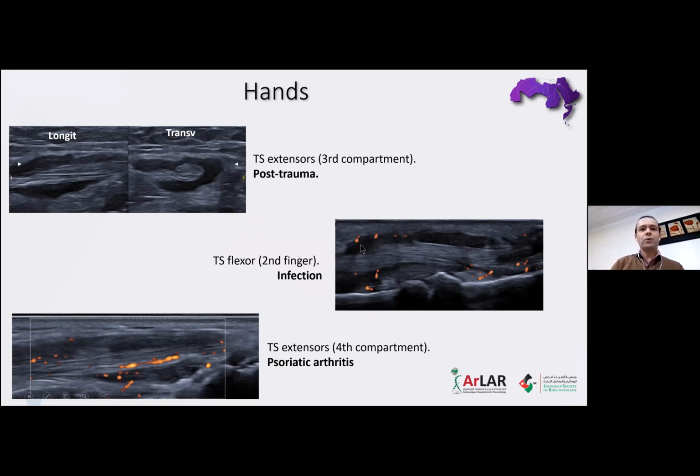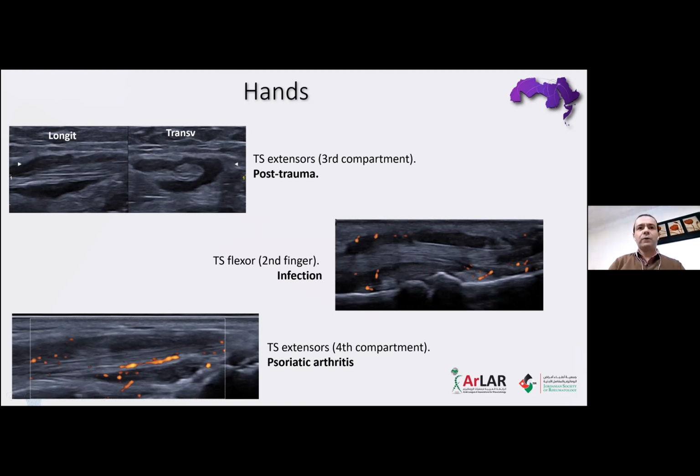And below you have tenosynovitis of the extensor tendons in an inflammatory condition in peripheral psoriatic arthritis. Here we can see hypoechoic material surrounding the tendon, which corresponds to synovial hypertrophy. We have some Doppler spots inside of the tendon and on the tenosynovitis, on the inflammation below.